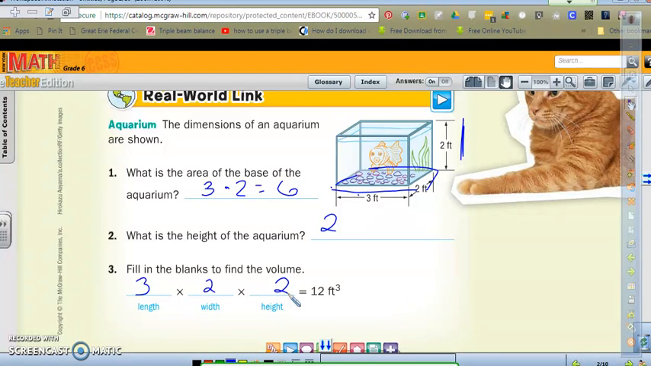3 times 2 is 6. 6 times 2 is 12. So pretty much we just multiplied those two together to get 12. Notice this is cubed now because we're multiplying 3 things together.